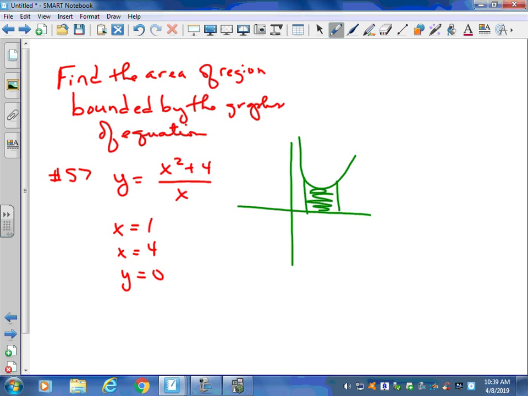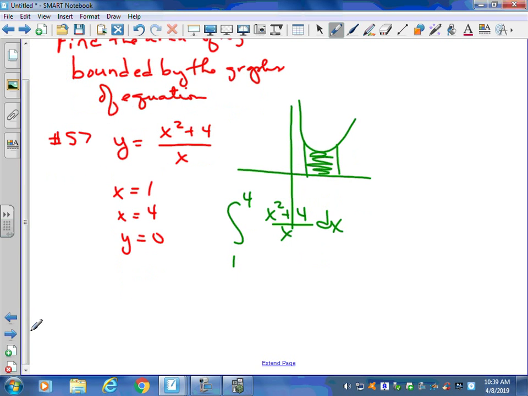But since that's not a straight side, I can't use one of our geometry formulas to do it. So I set up the integration from 1 to 4 of x squared plus 4 over x dx. The 0 doesn't have anything to do with setting up the integration. The 0 had to do with the visual. Now, the power on the top is higher than the bottom. What do I need to do? Because it's supposed to be less.